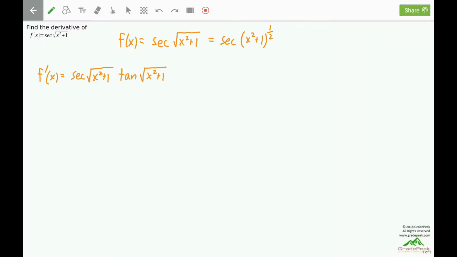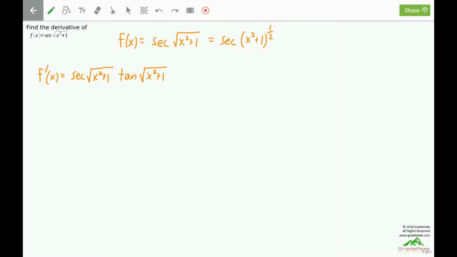Leave the inside alone. But because the inside isn't just an x, but rather an entire expression, we have to multiply by the derivative of the inside. That's where the second version up here comes in handy, the derivative of the inside. So we have to take the derivative of that.